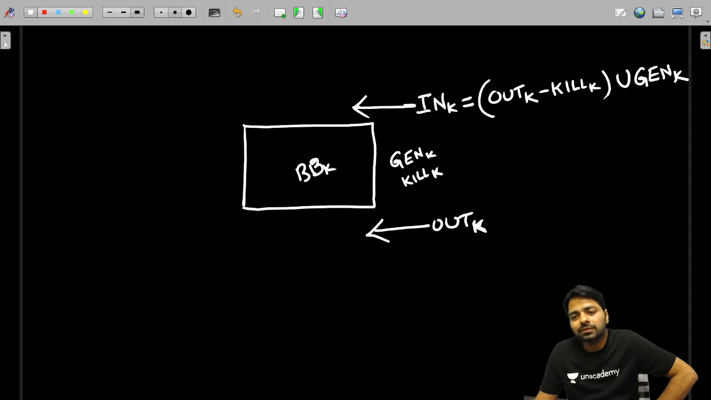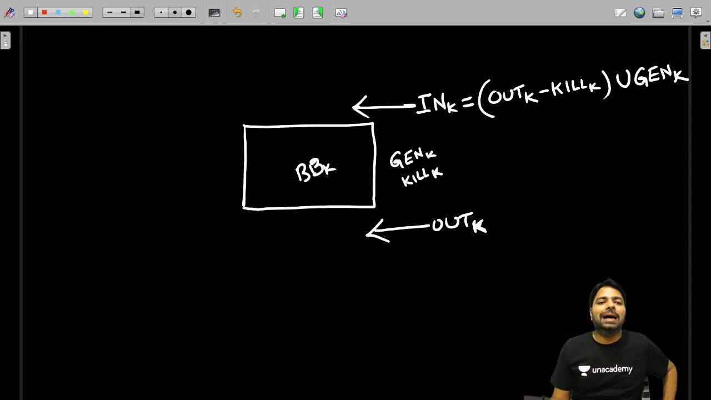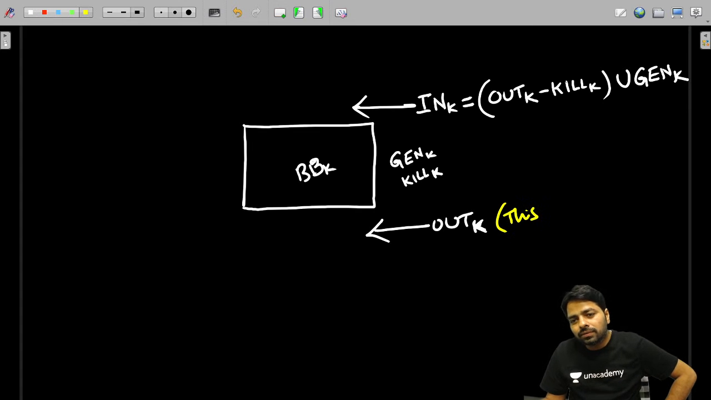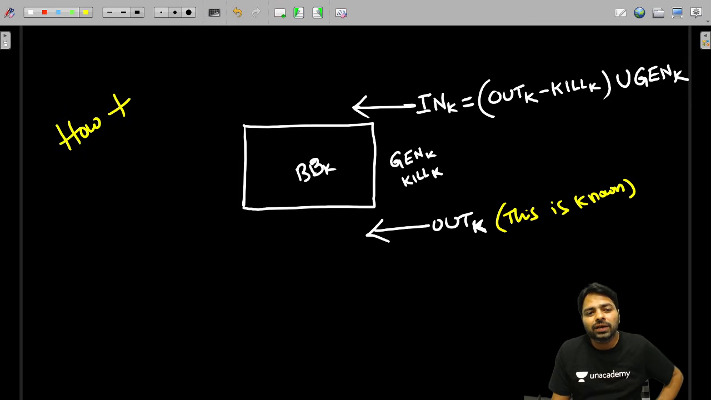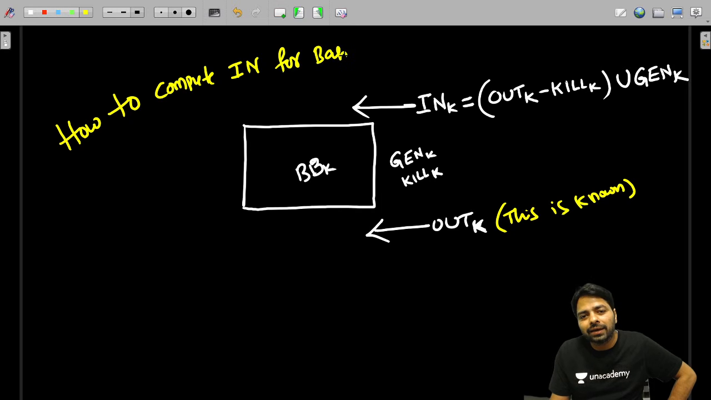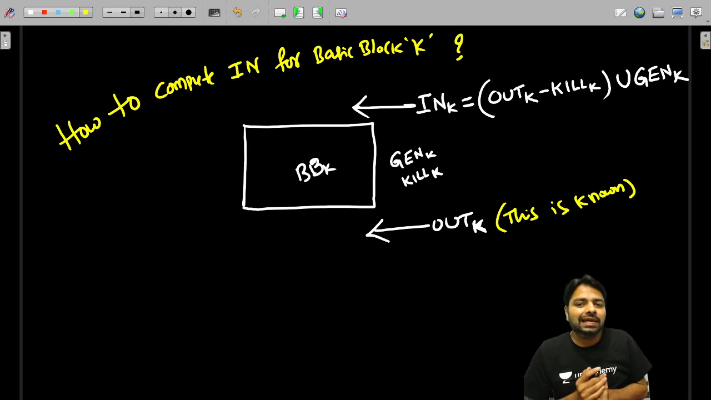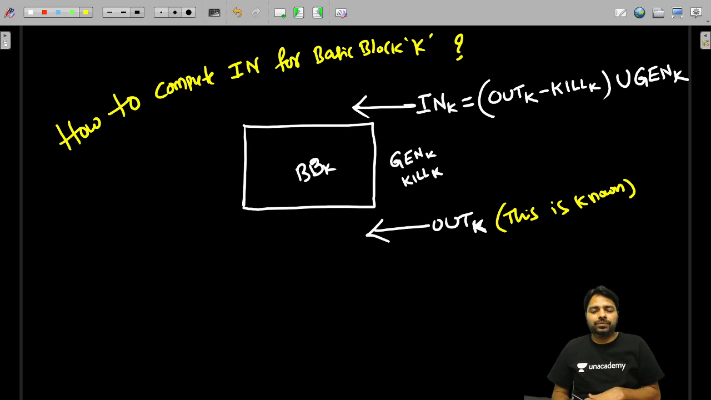Remember that. This is going to be computed using backward analysis. Assume that this is known. We will work from the backward direction. This is known, and how to compute in K. Remember that, we are not computing out K here. I will tell you how to do that. How to compute in K. This is the algorithm: in for basic block K. Is it clear? In K, that is the inset for basic block K.